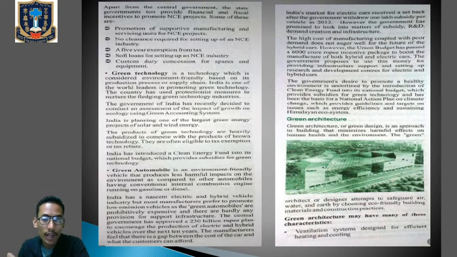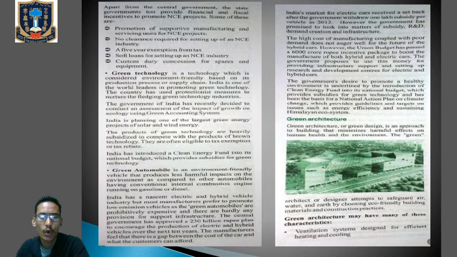Okay, a 5-year exemption from tax, soft loans for setting up an NCE industry, custom duty concession for spares and equipment. So these are the steps which have been taken by the state government in order to promote and develop non-conventional energy. Clear? So we just remember the steps taken by the central government and the state government.